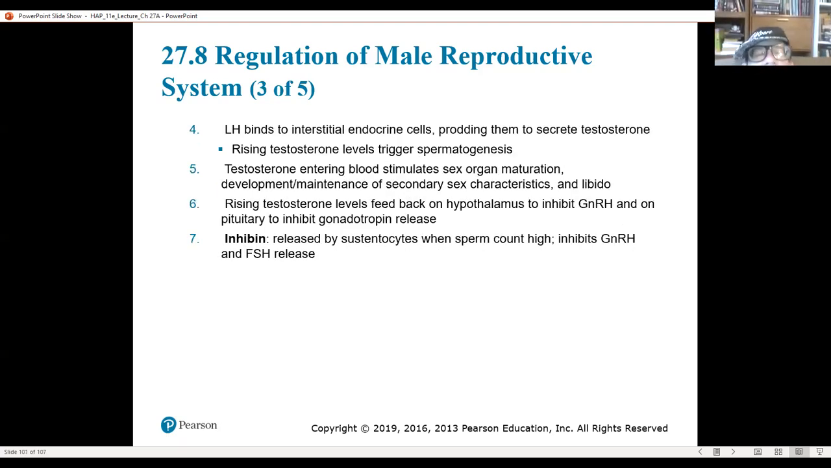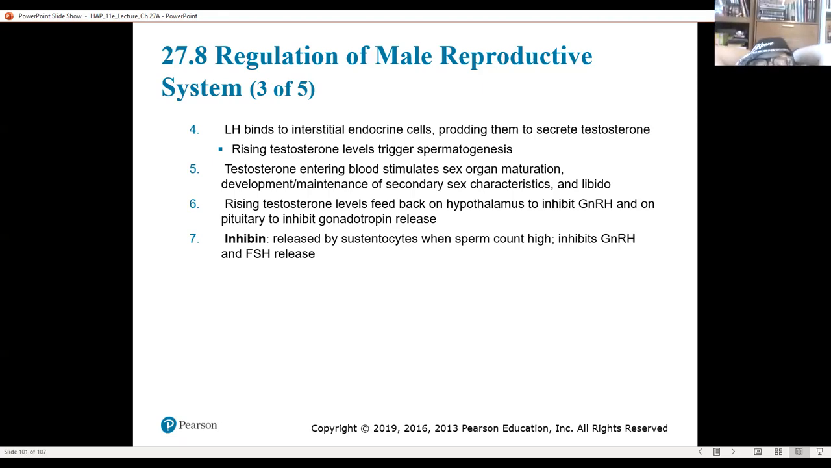Luteinizing hormone will bind to the interstitial endocrine cells, causing them to make testosterone. Rising testosterone levels will trigger spermatogenesis. Testosterone that enters the blood will stimulate sex organ maturation, development and maintenance of secondary sexual characteristics, and libido.